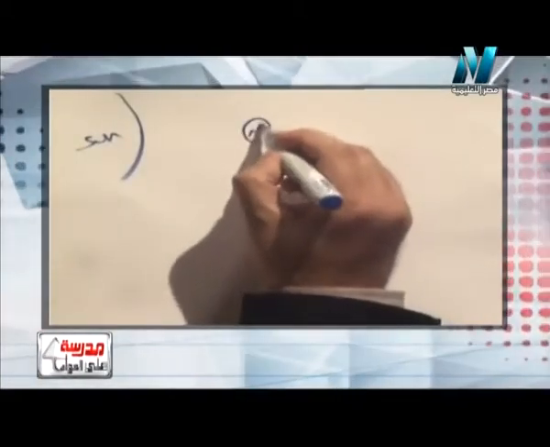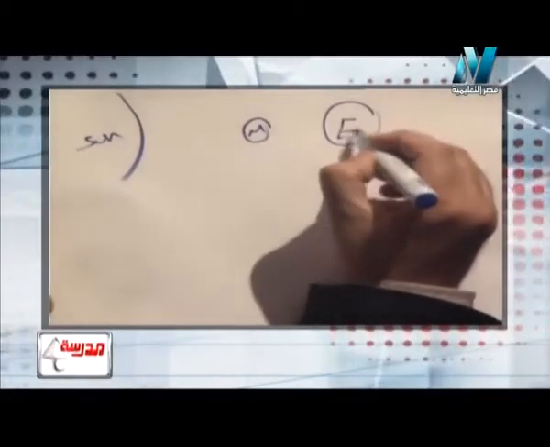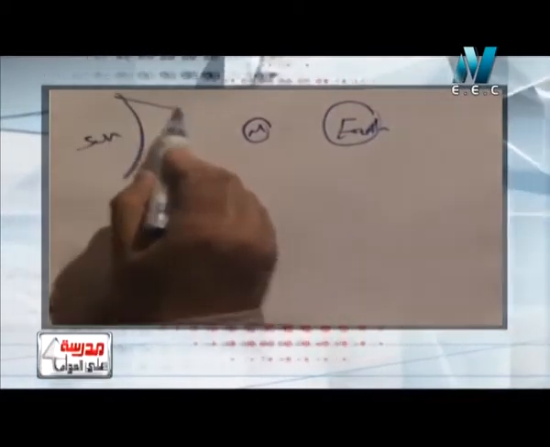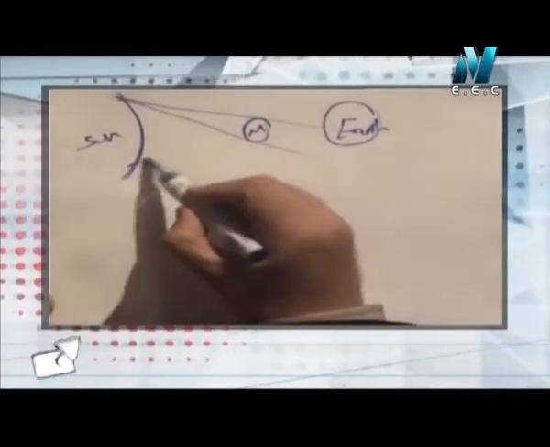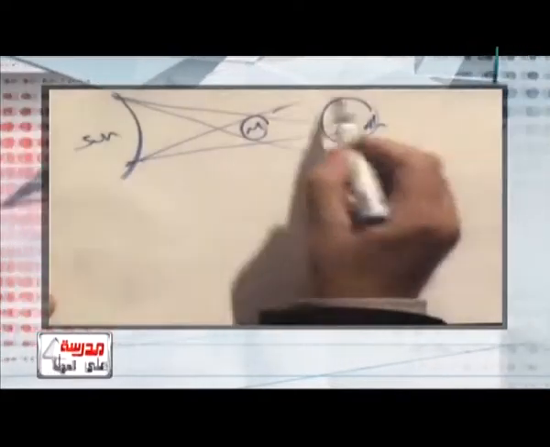Here is the sun, and here is the moon, as we know, and here is the earth. Okay, and we know a light traveling in a straight line like that. Okay, so here I have how many areas?